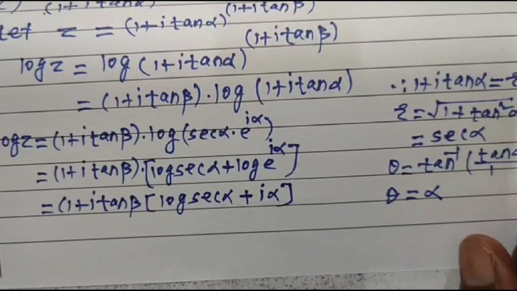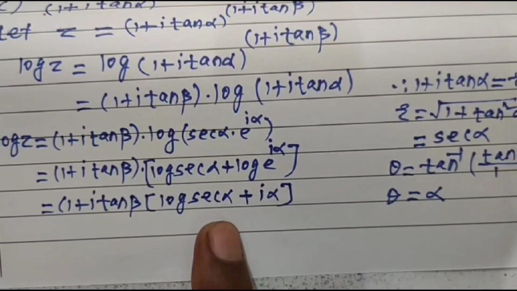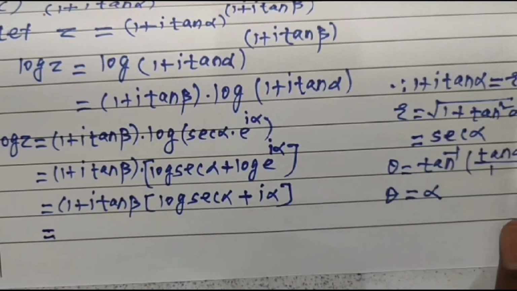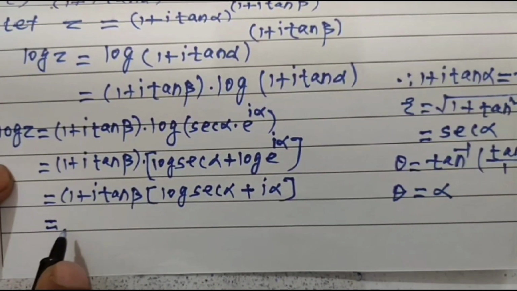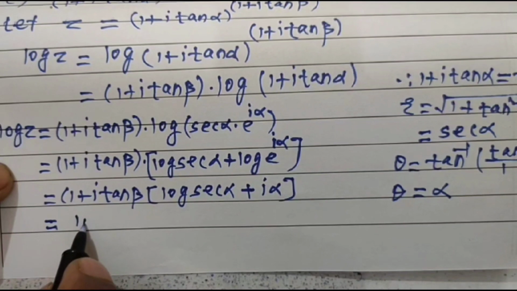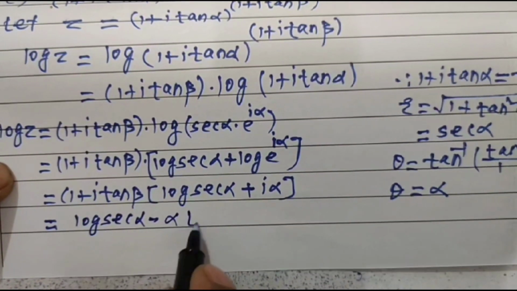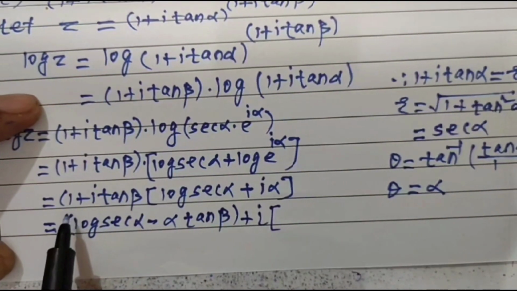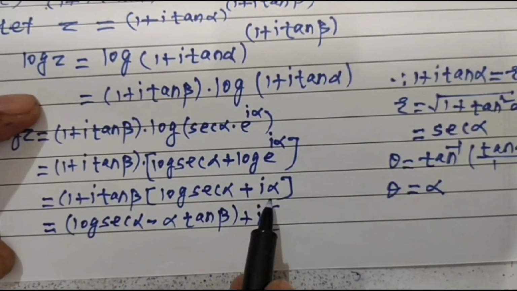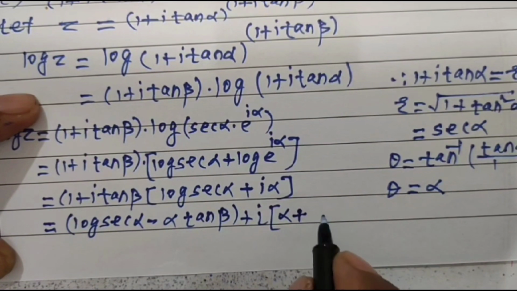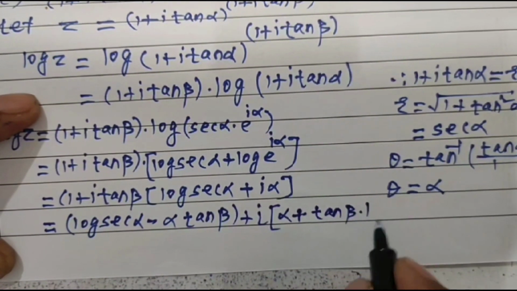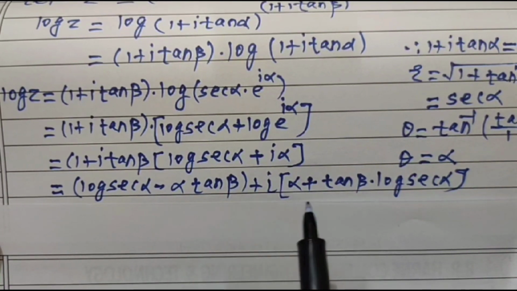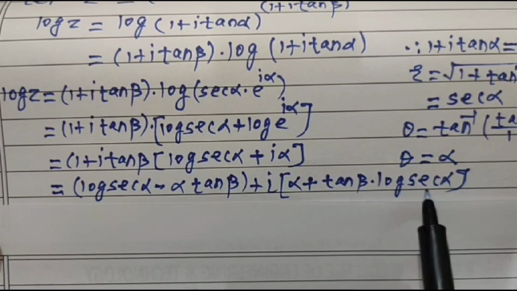Now take the multiplication of these two complex numbers. Real part into real part is real, and imaginary part into imaginary part is also real. So the real part becomes log of sec alpha minus alpha tan beta. Then the imaginary part is i times (alpha + tan beta log of sec alpha). So log z is equal to log of sec alpha minus alpha tan beta plus i times (alpha + tan beta into log of sec alpha).